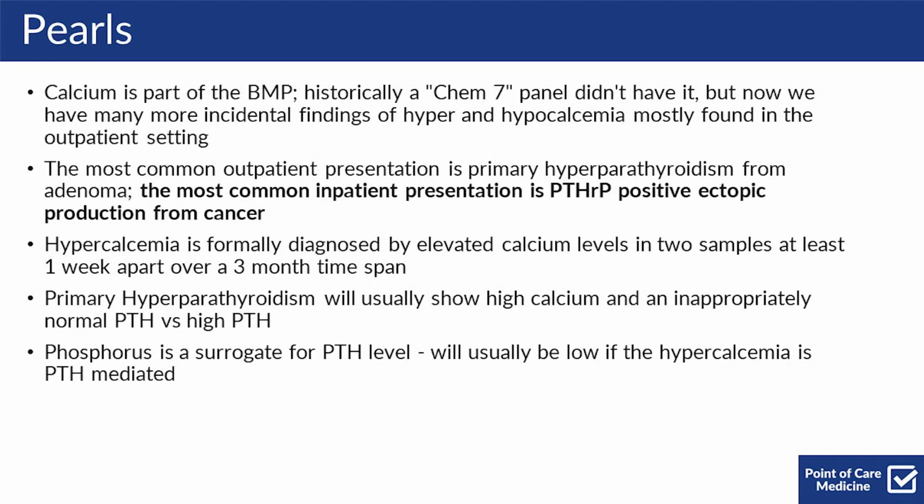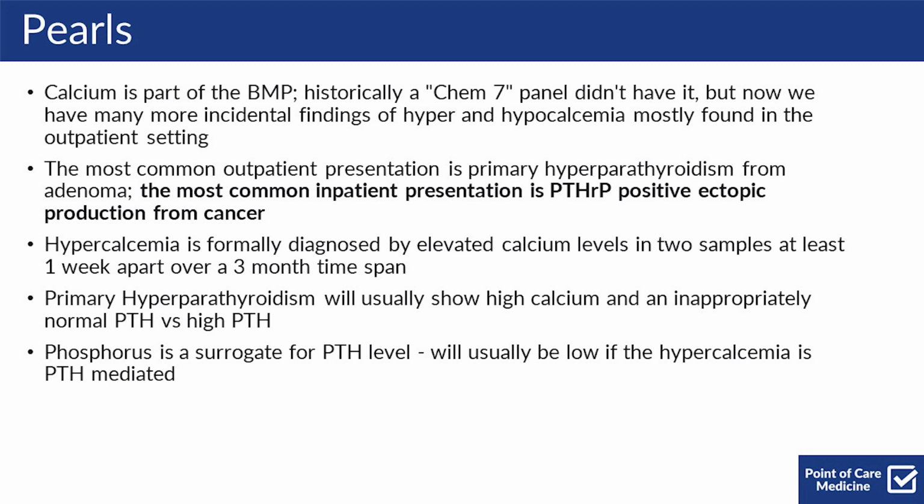Some pearls to think about. Historically, the way we got most of the values was through a Chem 7, and that panel actually didn't have calcium. But now we do have it, and so we're finding a lot more incidental findings of hyper and hypocalcemia in the outpatient setting. Again, the most common outpatient presentation is primary hyperparathyroidism from an adenoma, and the most common inpatient presentation is from ectopic production of PTH-RP from a cancer. Again, in order to formally diagnose hypercalcemia, you have to see elevated calcium levels in 2 samples 1 week apart over a 3-month time span.